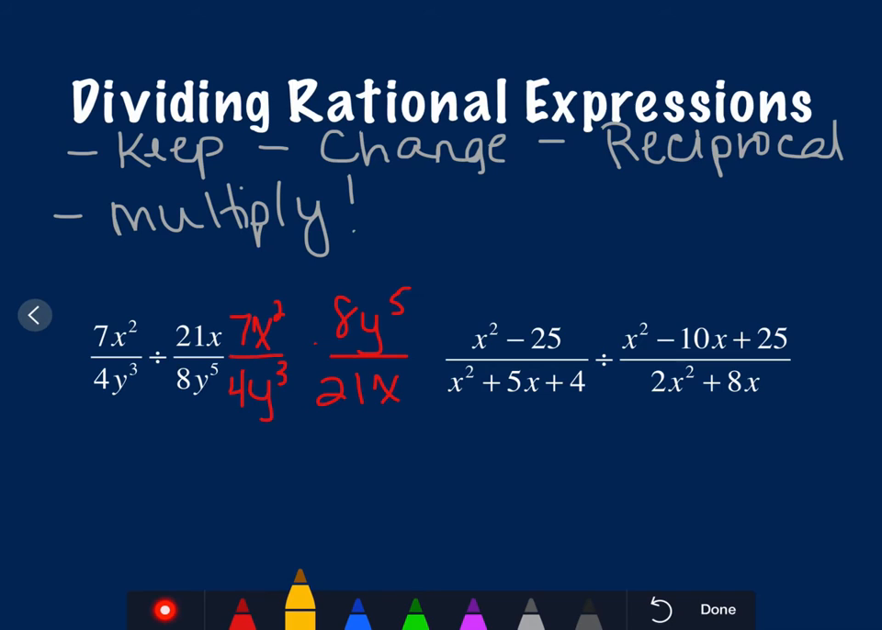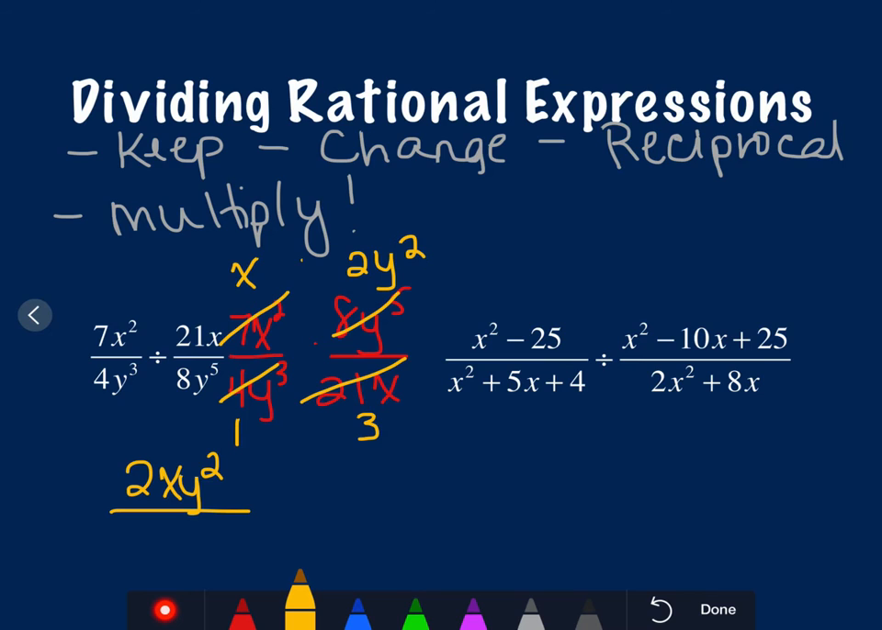Now what I can do is simplify along my diagonals again. This is going to simplify to be x, and this is going to simplify to be 3. This is going to simplify to be 2y squared and 1. So I have x times 2y squared is 2xy squared over 1 times 3 is 3.